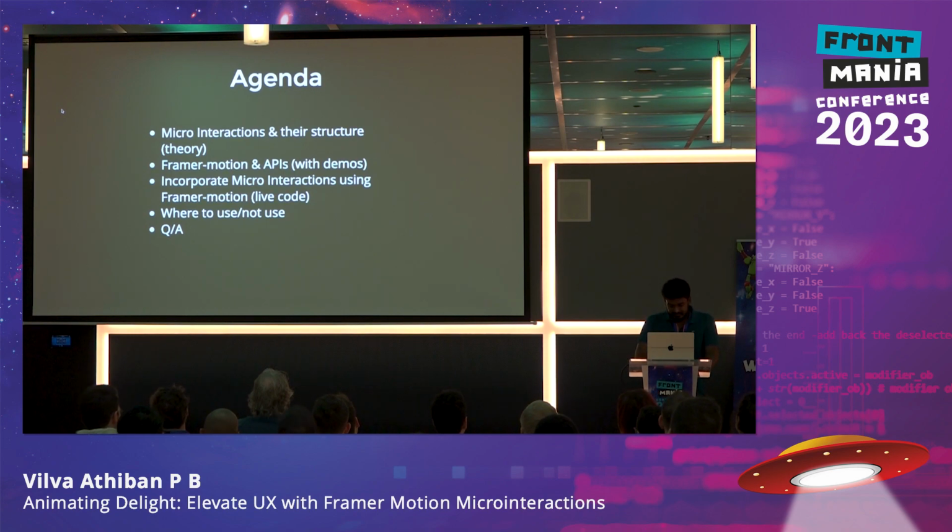So let's get started. Today's agenda. First, we'll talk about what micro-interactions are and their structures, a bit of theory. Sorry, I can't avoid it. And after the theory, we'll get into what Framer Motion is and what APIs it offers. Not everything, but just the top ones, and how to use them, with a few code samples. Then whatever we learned in the theory and in the API, we'll use it in a few demos and create a UX. And finally, just some disadvantages and where not to use it, and we'll have a QA session. That's it.